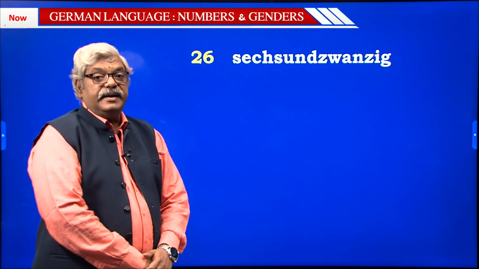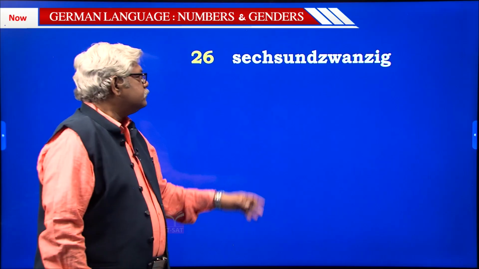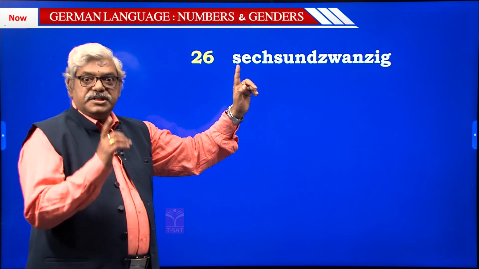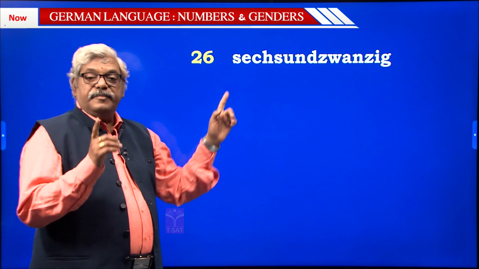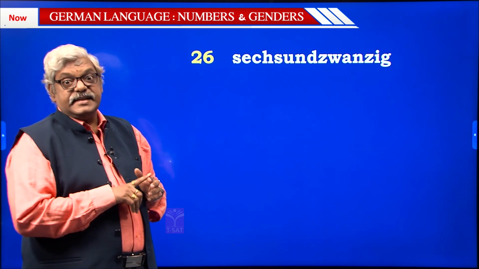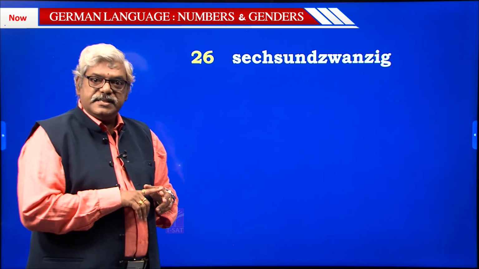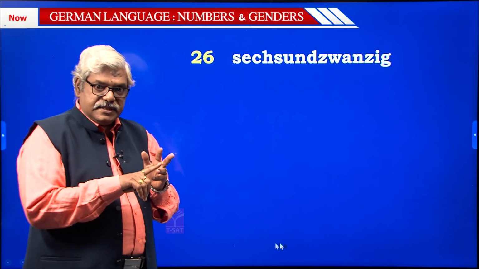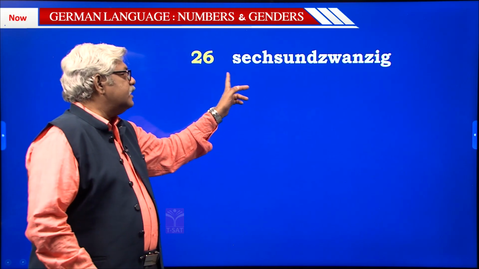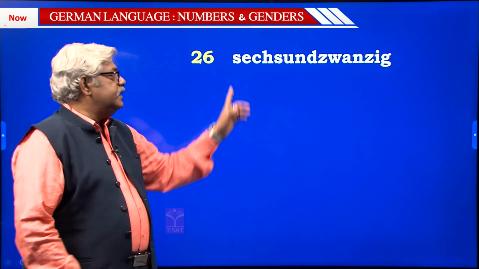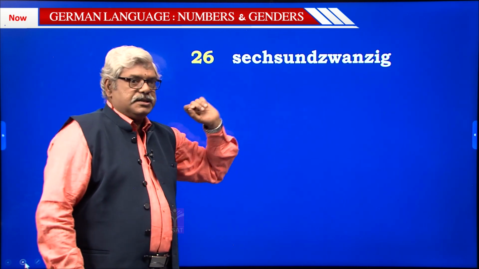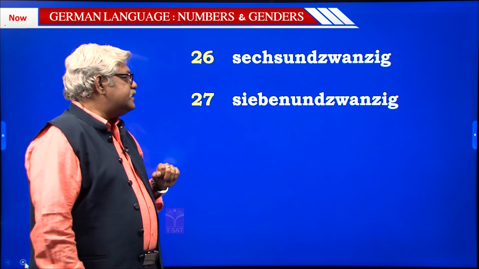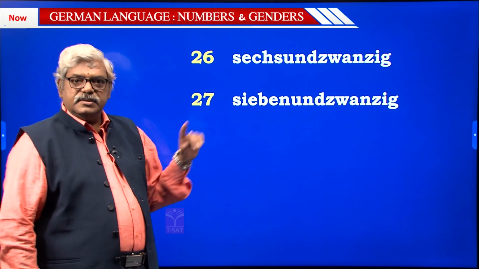So let us see 26. How is it given? Pronunciation: when it was 16, it was one way. When it was 6, it was another. Now once again it changes, because the complete word is written. Then 27. 27 also the same way.